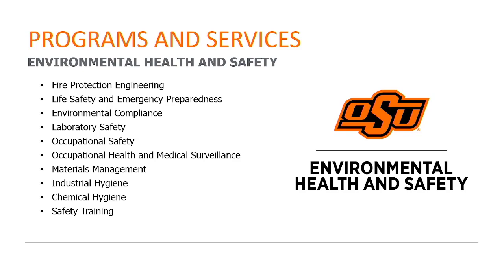Here at Oklahoma State University, we do offer a variety of different programs that fall underneath our department. We've actually included those on this particular presentation for you to look at. The fire protection engineering, that's one we do provide. We also cover life safety and emergency preparedness, environmental compliance, laboratory safety, occupational safety, occupational health and medical surveillances, materials management, industrial hygiene, chemical hygiene, and safety training within the Environment, Health, and Safety Department.